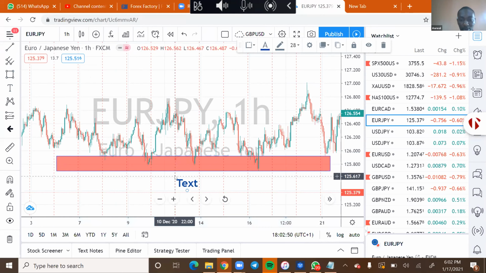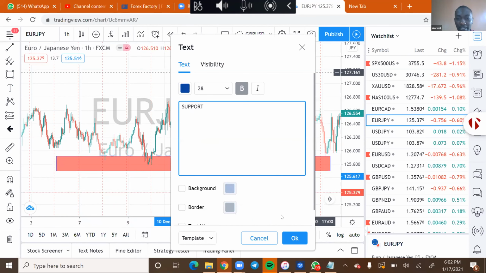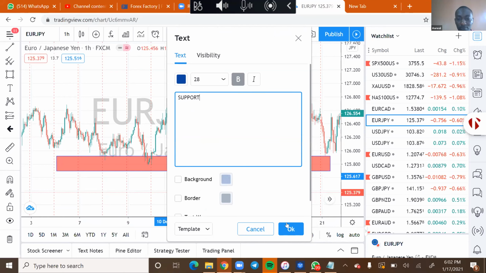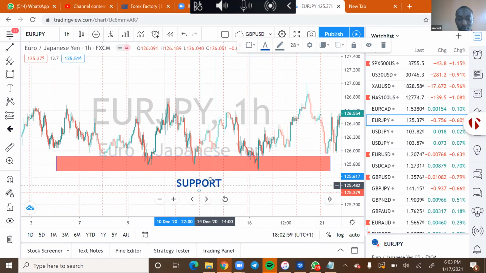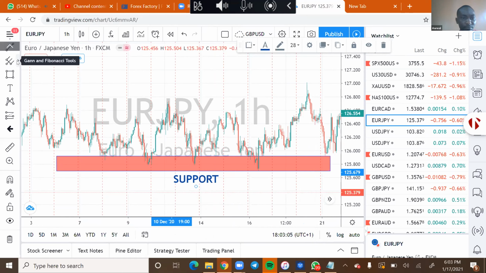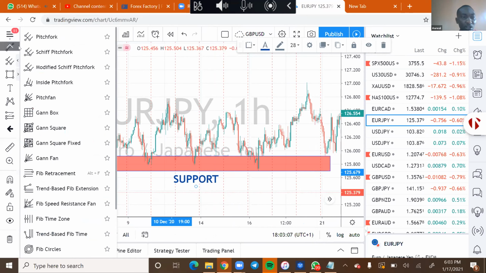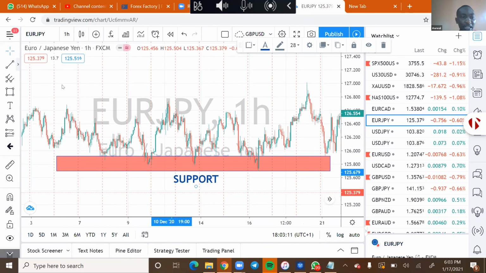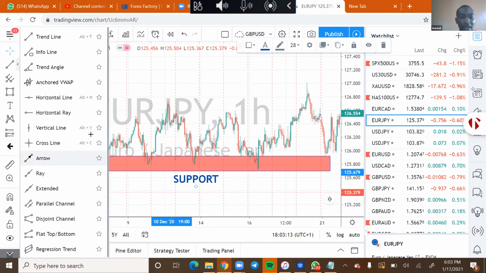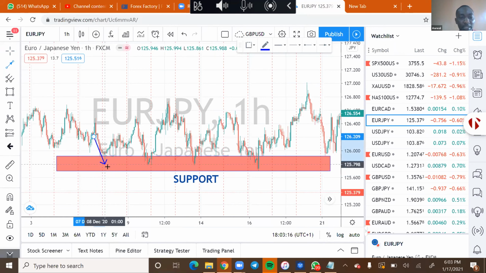For me, this is my support. I'm going to show you guys why that is the support. Now, if you look at this, you will see the price, or the market. I can call it price, I can call it the market. You can see the market came into this area, and it went back up. The market came into this area again, and it went right back up.